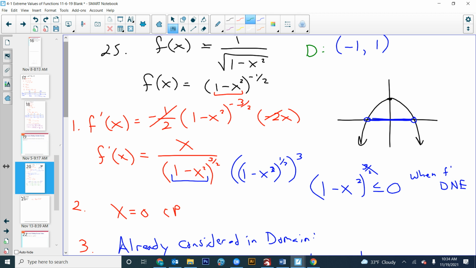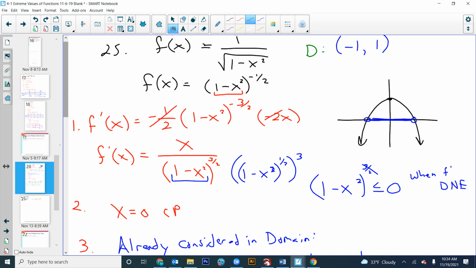Ready? Here's the function. What happens at -1? What's -1 squared? 1. What's 1 minus 1? 0. Square root of 0? 1 over 0. Open circle? Removable discontinuity? Or vertical asymptote? Vertical asymptote, right? Man, it all connects.